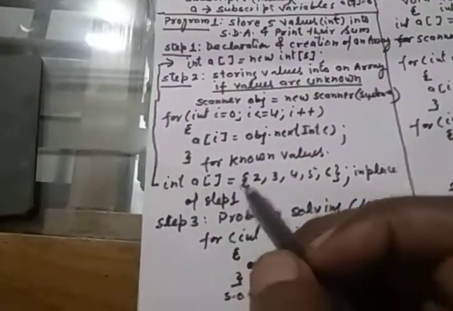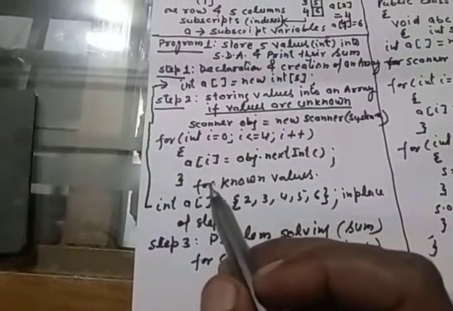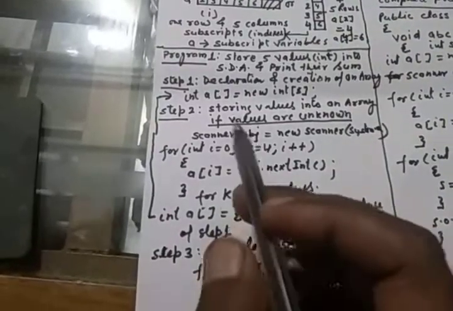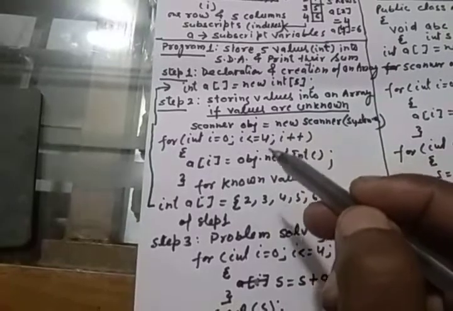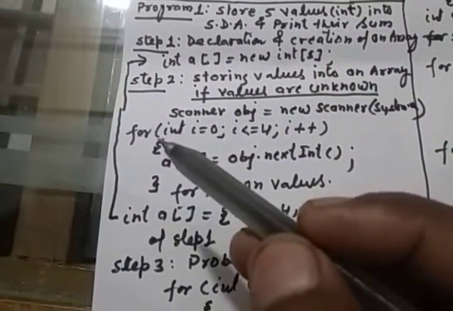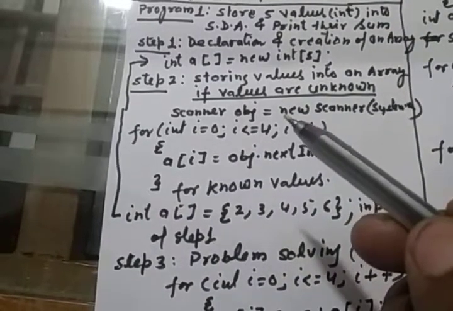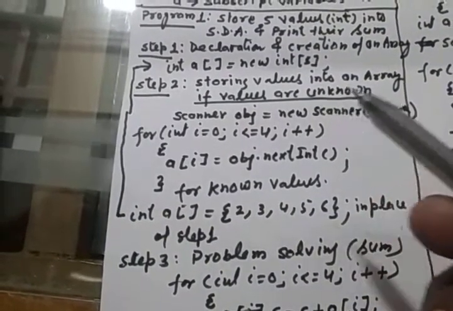Now, suppose values are unknown. When the values are unknown, we have to ask for the values from the keyboard, and in such a way, by using the loop, the values will be stored into an array.